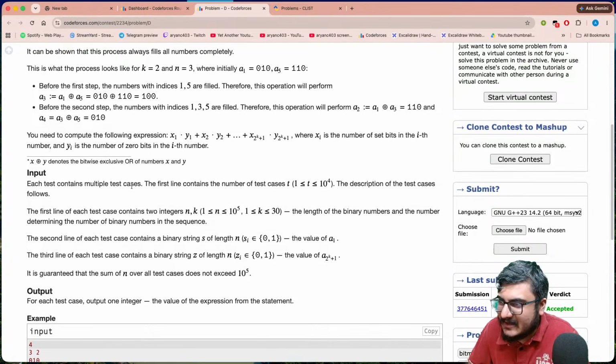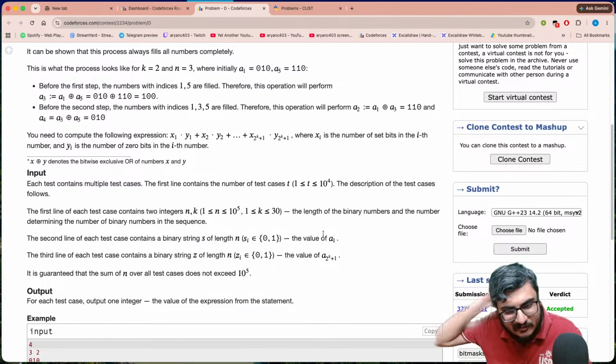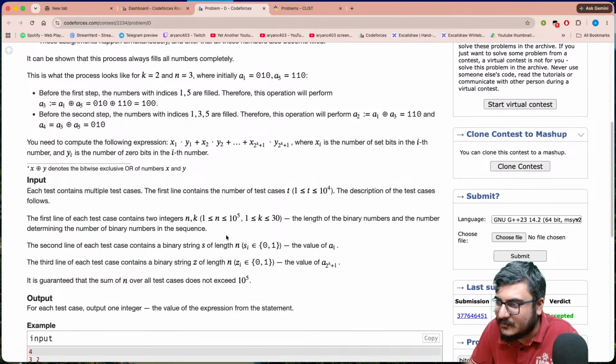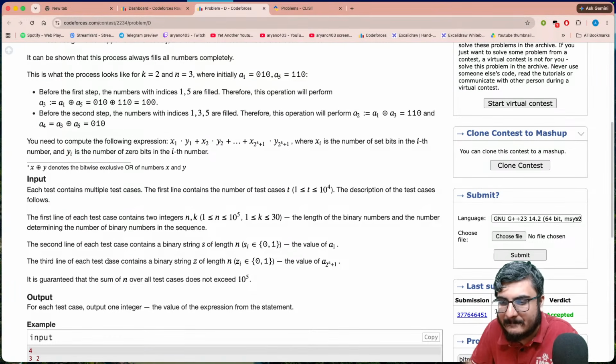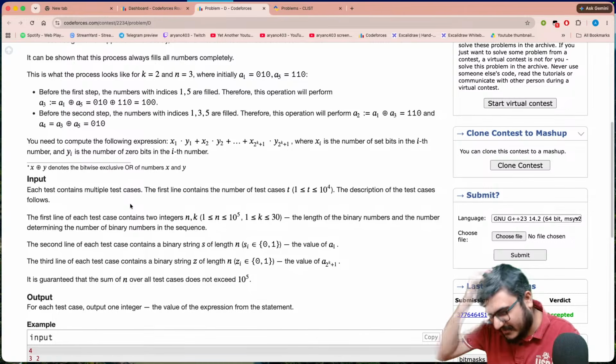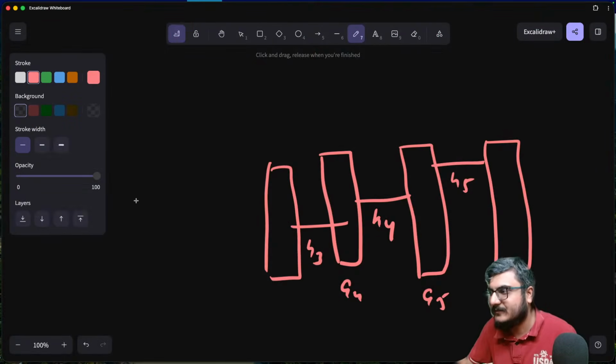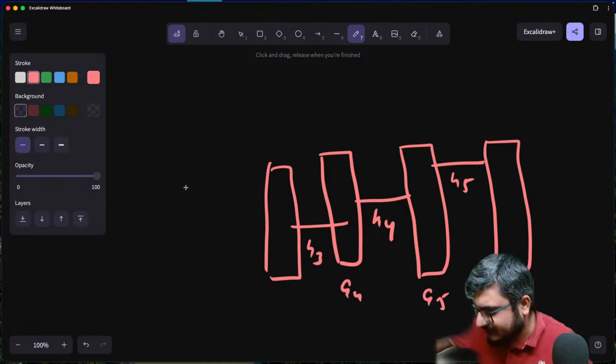So here we are given multiple test cases, t up to 10 to the power 4, n and k. The given numbers are actually n-bit numbers, not something you can put in an integer, so you have to read them as a string. The problem statement is a bit clumsy, but overall it is something like this.